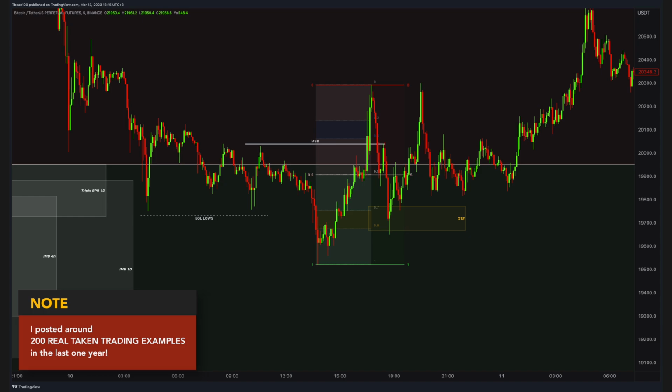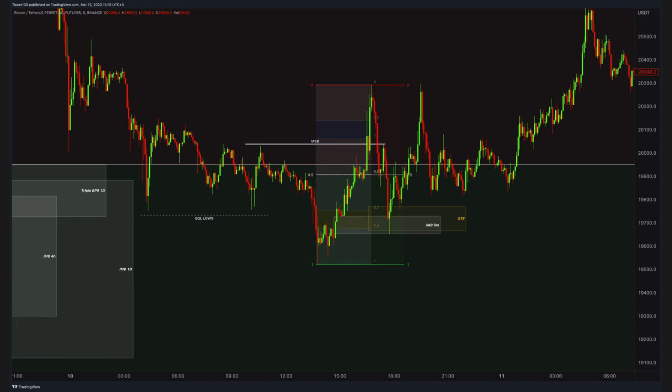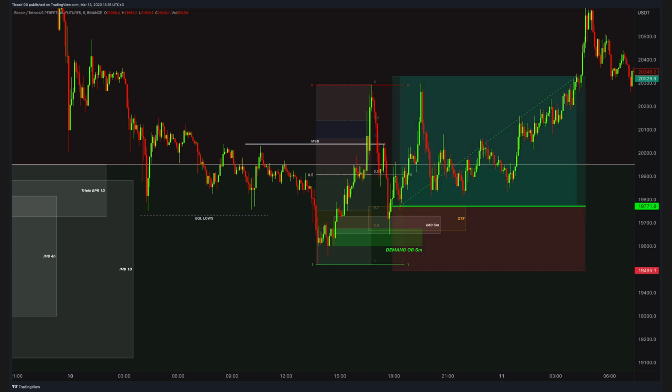Most of them are based on this setup. This OTE area also collides with this nice imbalance, which also collides with an internal order block. Altogether, this was one of the best entries in this chart. One fine and great trade it could have been. Anyone watching this should have at least booked 2 hours with this clear setup.